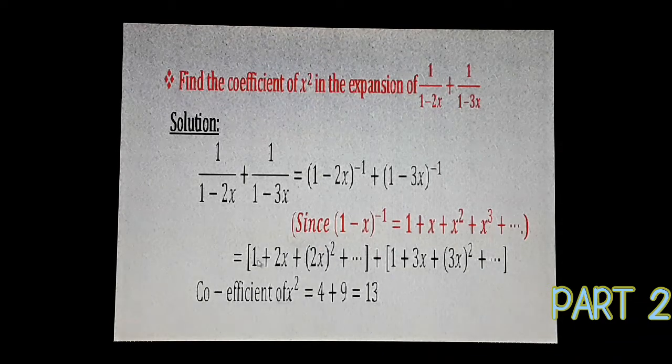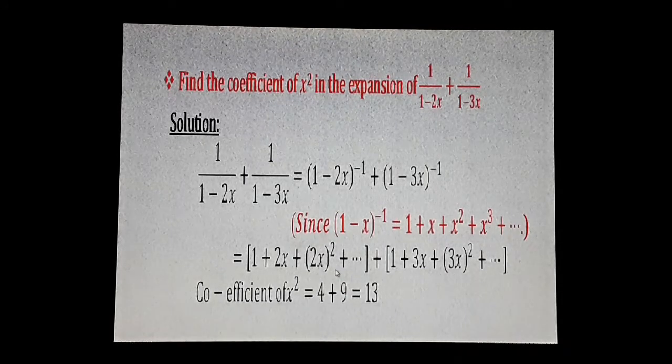So in the first series, what is the coefficient of x square? Here we have (2x) the whole square, that becomes 4x square. Here (3x) the whole square, that becomes 9x square. So what is the coefficient here? 4. Here 9. So by adding these two, 4 plus 9, this is the coefficient of x square.